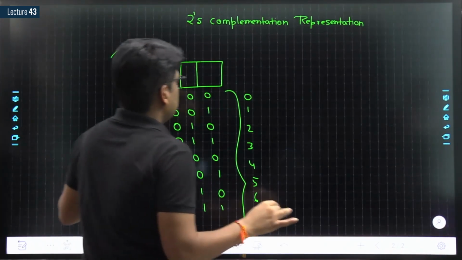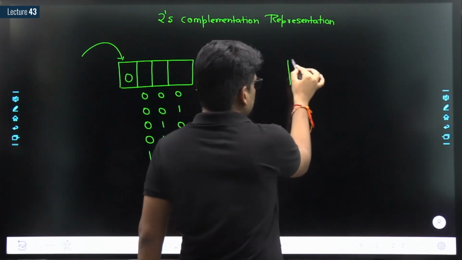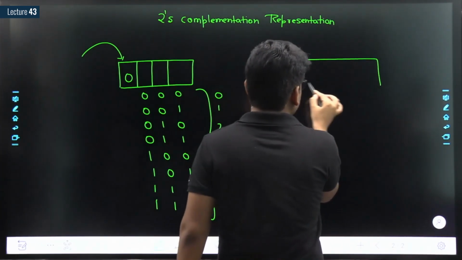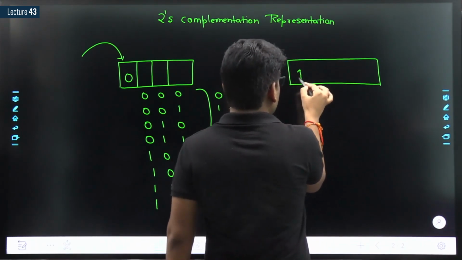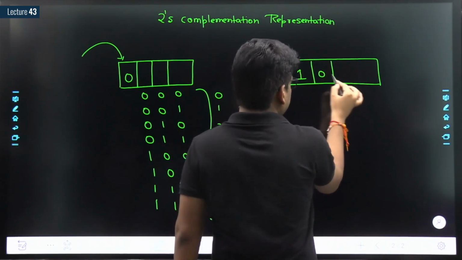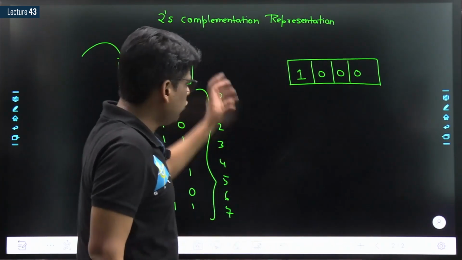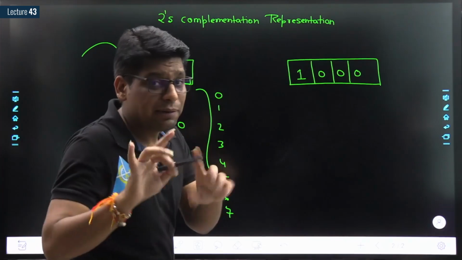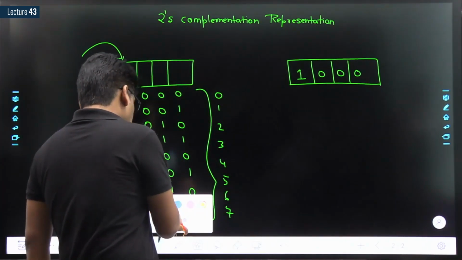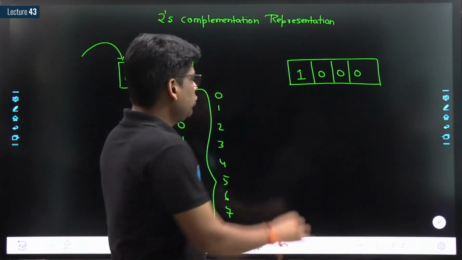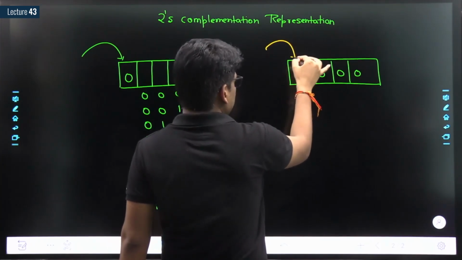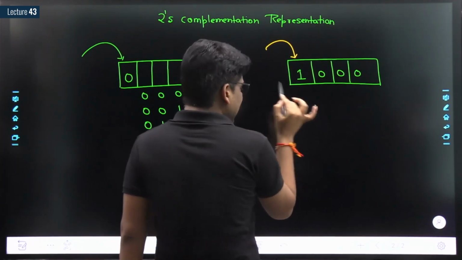What if I say we can have 1000? What is this number? Let me calculate. If I show this number to a machine, the computer will look at this number and say, oh, this is a negative number.